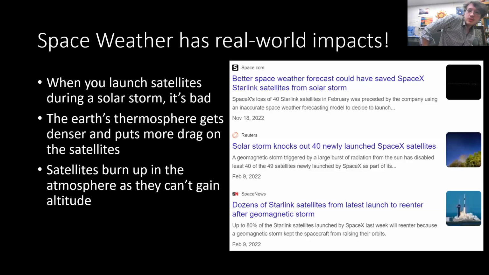So space weather has real world impacts. We care about this. When you launch satellites during a solar storm, you can lose them. This happened to Starlink a couple years ago. They launched a bunch of satellites while there was a solar storm happening. And the solar storm was pushing on our atmosphere, and it made our atmosphere a little bit denser than it usually is. And the satellites weren't ready for that. And they didn't make it up to the orbit they wanted to reach, and they essentially burned up in our atmosphere.